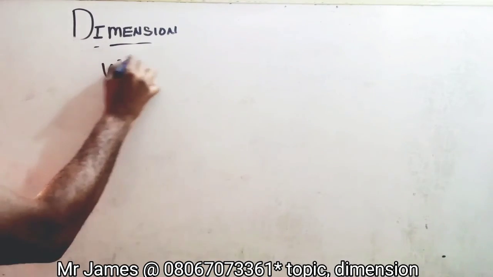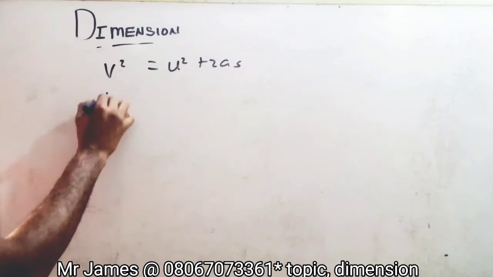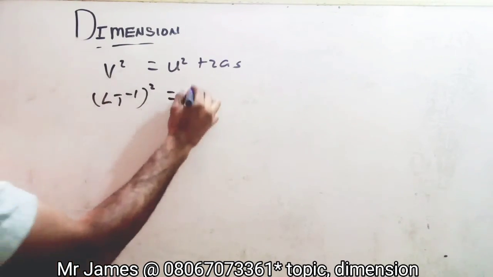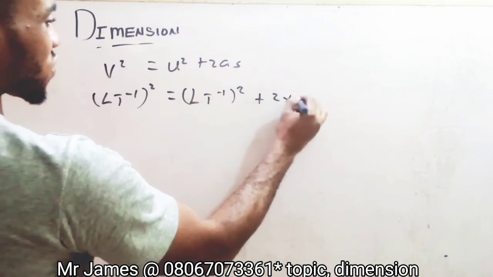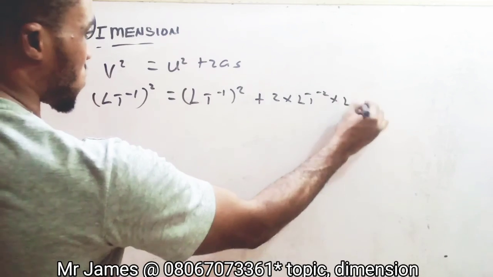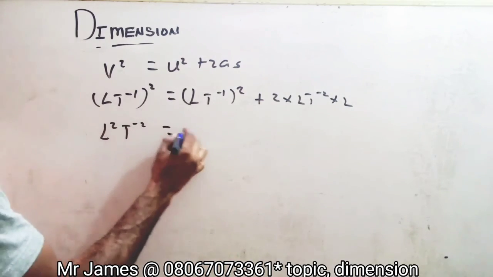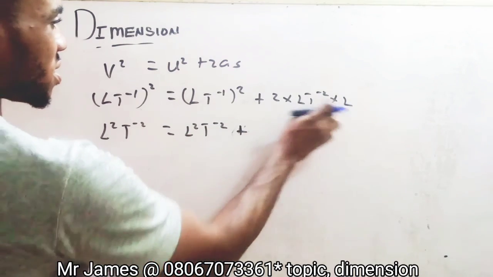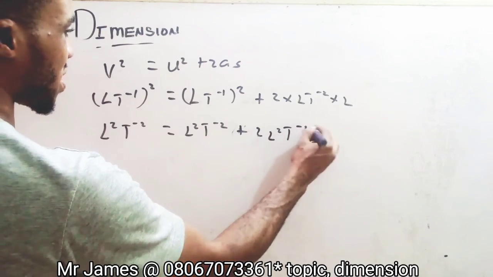So we have v squared is equal to u squared plus 2as. Our v squared is L t raised to the power minus 1, squared, now. I have L t raised to the power minus 1, squared, plus 2 times L t raised to the power minus 2 times L. So from that note, I have L squared t raised to the power minus 2 is equal to, okay, plus this and this, I have 2L squared t raised to the power minus 2.